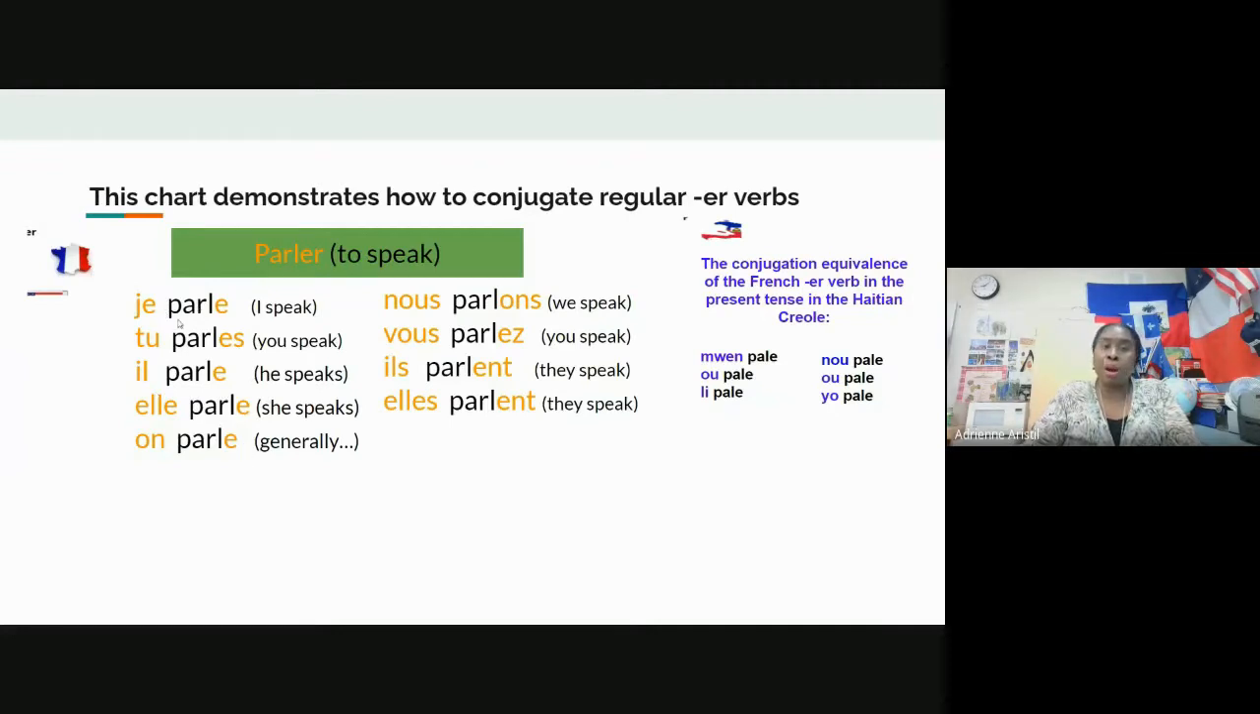Je parle, tu parles, il parle, elle parle, on parle, nous parlons, vous parlez, ils parlent, elles parlent. And in Creole, I will just give you the translation. Moi parler, ou parler, li parler, nous parler, ou parler, yo parler. C'est très simple in Creole.